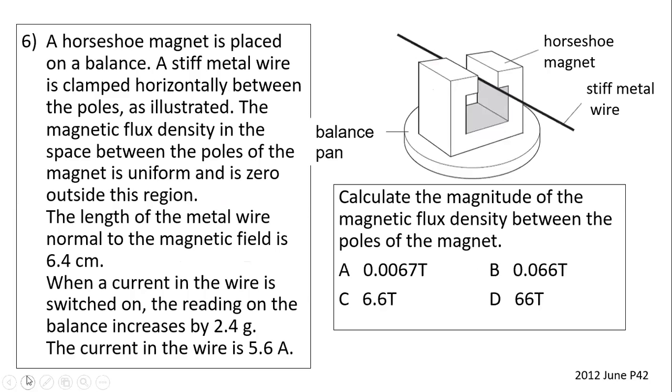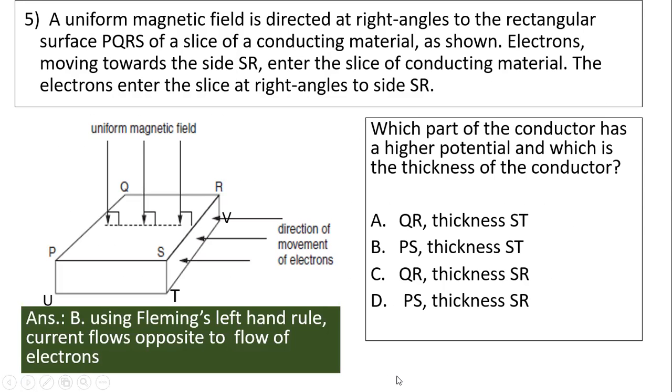Can or not? Explain one more time, sir. Basically, the electron is going in, so the current is going to the right. Field is going down. Your current is going to the right, so the force is going in.